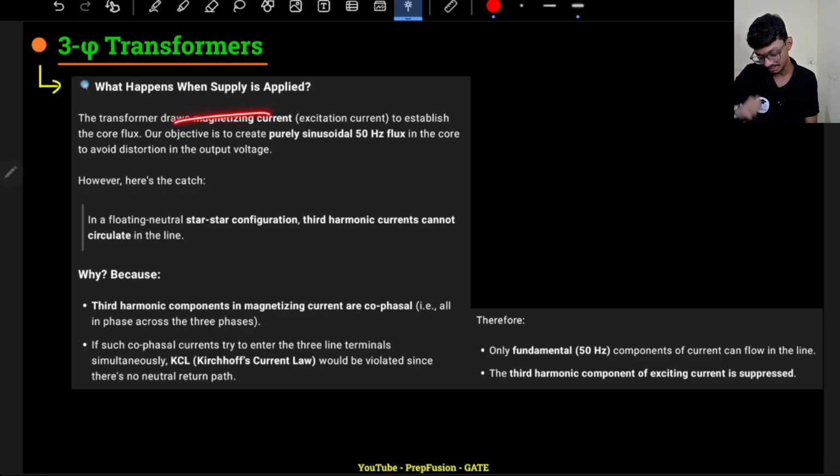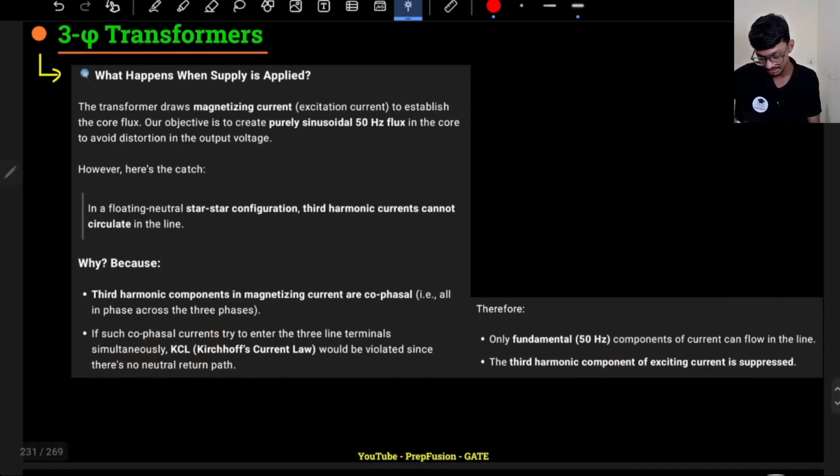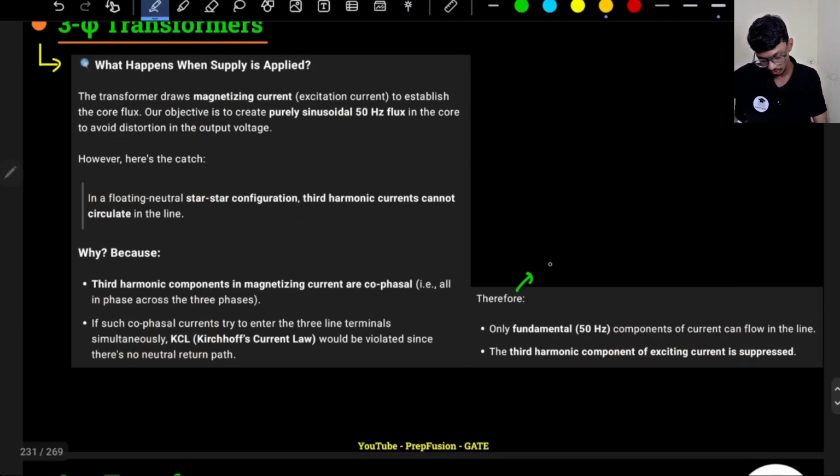What happens when supply is applied? The transformer draws a magnetizing current to establish the core flux. Our objective is to create a purely 50 hertz flux in the core to avoid distortion in the output voltage. In a floating neutral star to star configuration, third harmonic currents cannot flow, as we have discussed. So only the 50 hertz component of the current can flow in the line. The third harmonic exciting current is suppressed, hence the flux will not be purely sinusoidal.